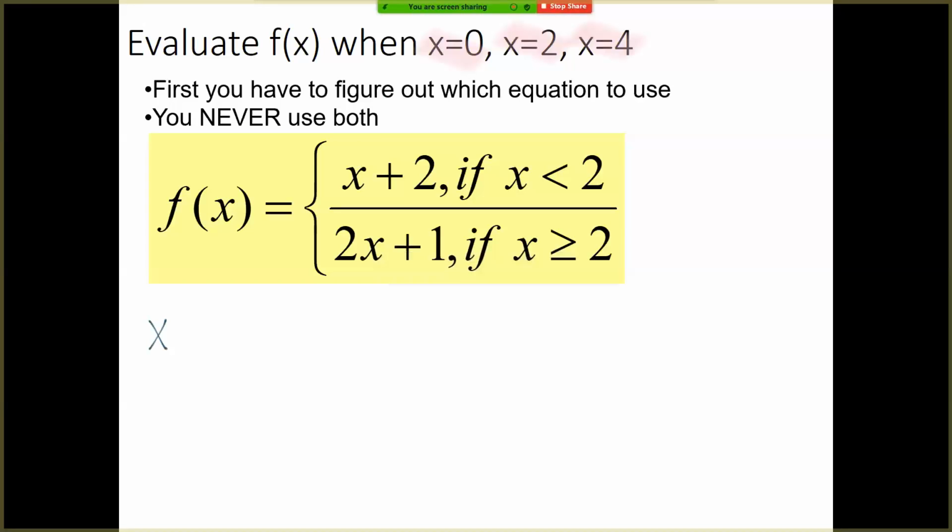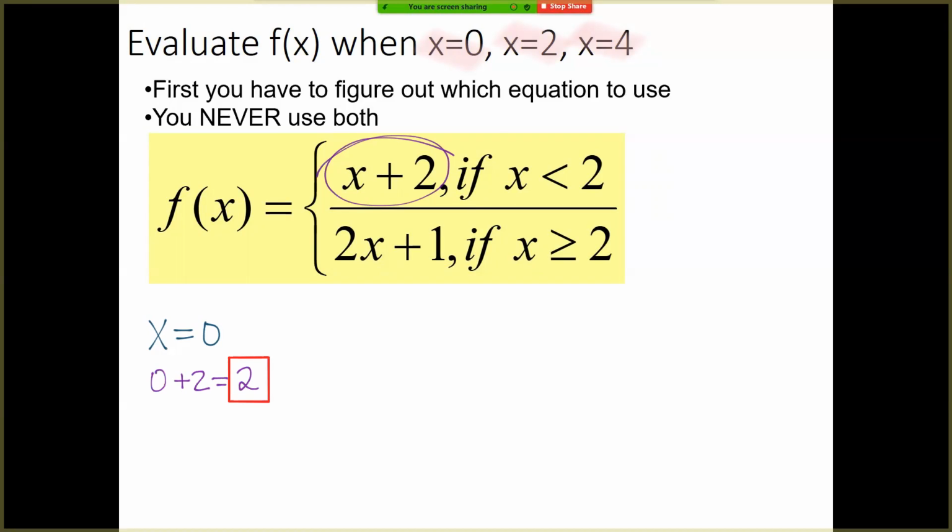So if I look at x equals 0, I have to determine which one of these two constraints that falls into. If x equals 0, is x less than 2 or is x greater than or equal to 2? Well, x is less than 2, so I know that I've got to use this right here. So since x is less than 2, I'm plugging that 0 into x plus 2. So 0 plus 2 just gives me 2. So if x equals 0, y equals 2.